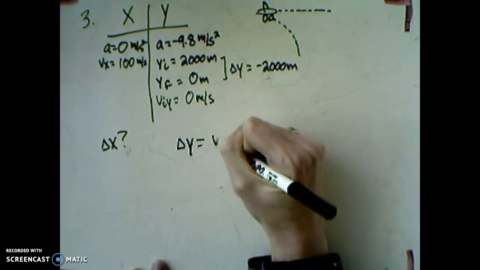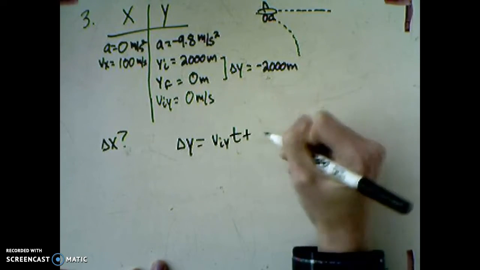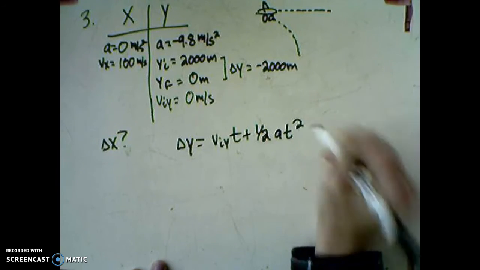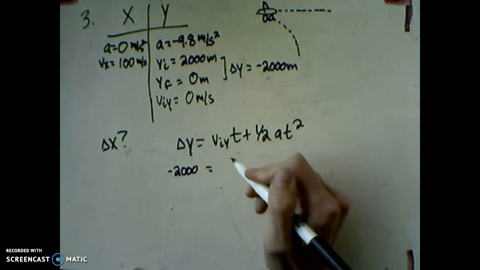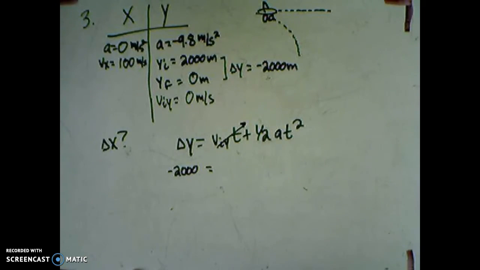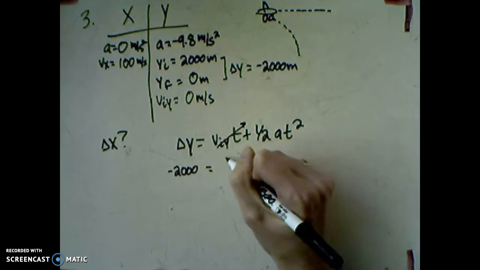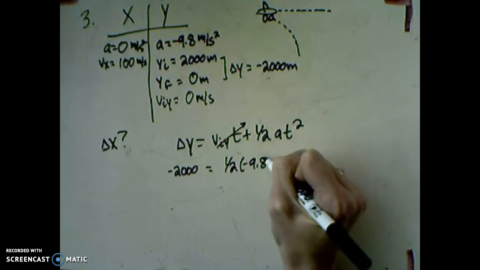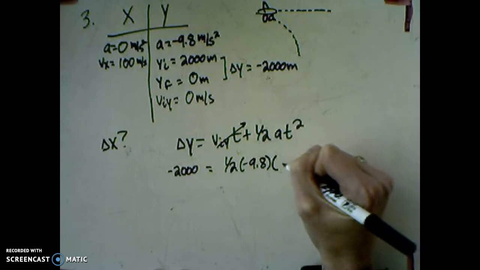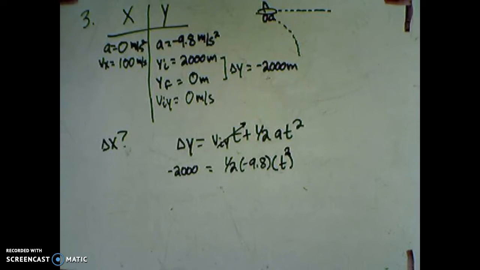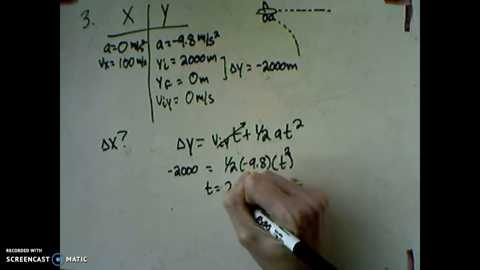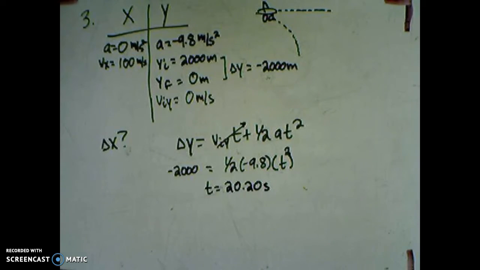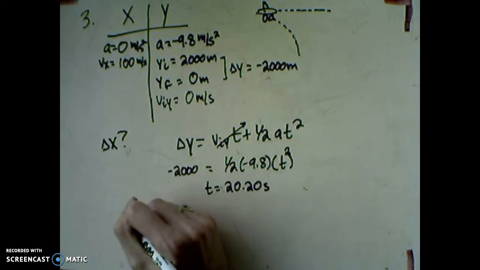So delta y, remember, equals Vi in the y direction times t plus 1/2 a t squared. I know that my delta y is negative 2,000 meters. My initial velocity is 0, so that whole term is going to go away. I don't have to worry about that. 1/2 times negative 9.8 times t, which is what I'm looking for. Don't forget that that t is squared. If I plug into my calculator to solve this, I get that t equals 20.20 seconds.